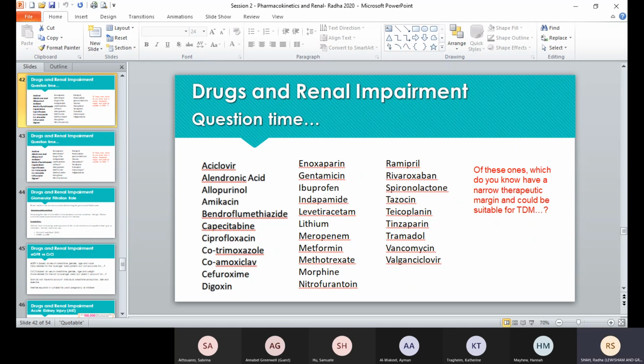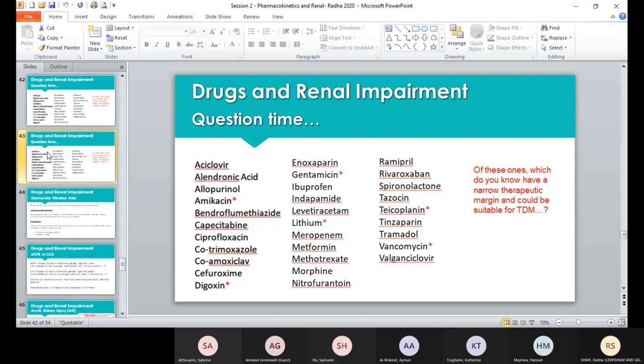Okay, there's quite a few on there. So others include amikacin, which is the same class of drug as gentamicin, aminoglycosides. So digoxin, like I said, lithium, teicoplanin, and the vancomycin.